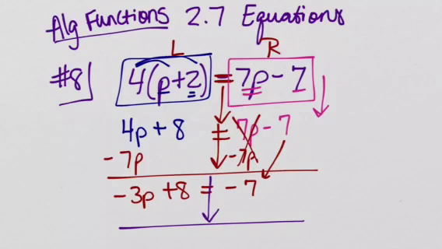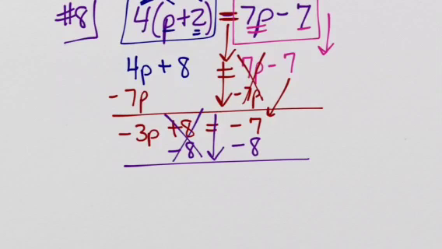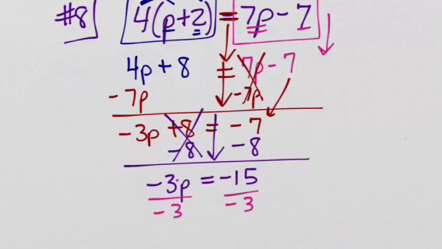Again, here's my equal sign. If I subtract 8 on this side, I need to subtract 8 on the other side. These cancel out and go to 0. Negative 3P equals negative 15. Hopefully you notice that it's multiplication between the negative 3 and the P. So I'm going to divide both sides by a negative 3. This is a fancy one, gives me P equals, the negative and the negative become positive 5.